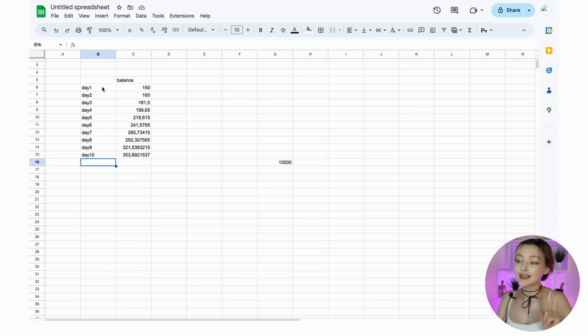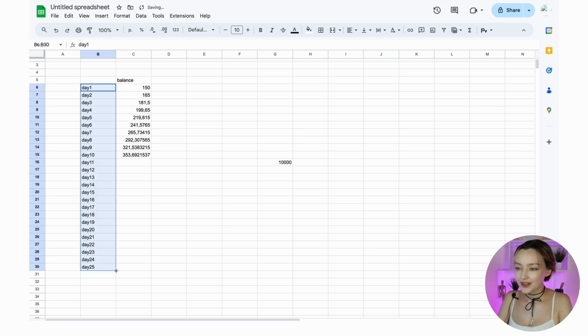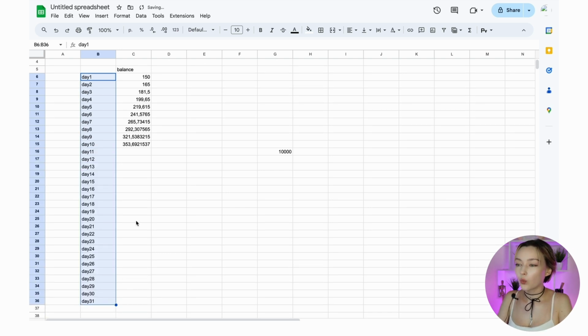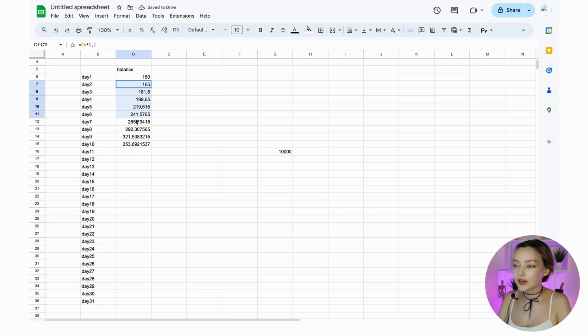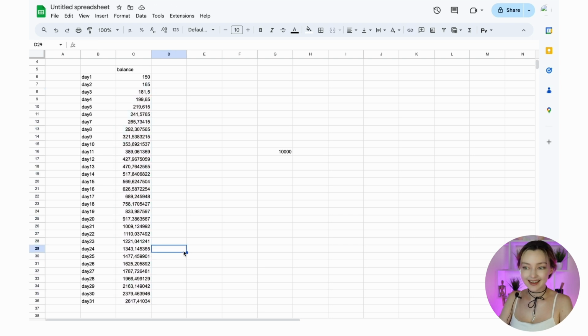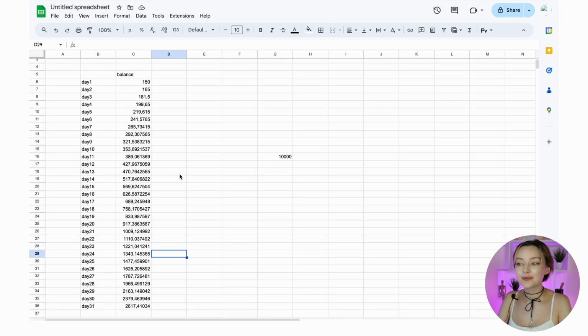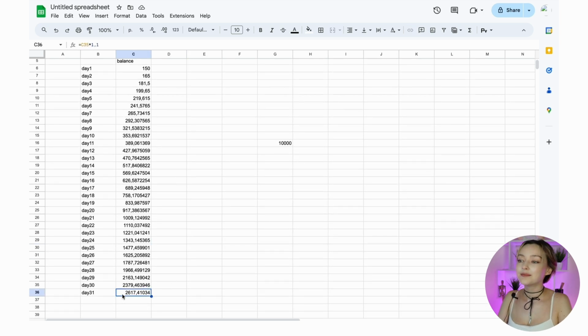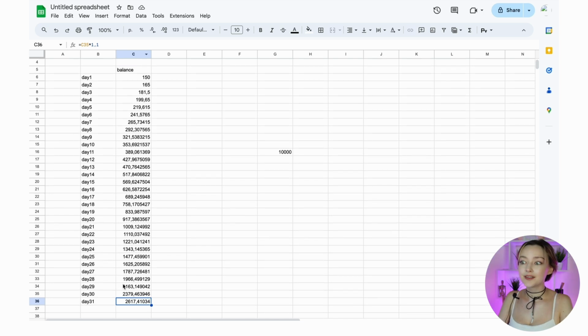But the most interesting part is only coming. Let's expand our spreadsheet to about 30 days, 31 days actually, and try to stretch this value till the 31st day. Let's see. Great, guys. If we increase the deposit by 10% every day, then by day 31 we'll increase it to $2,600. This is already incredible, don't you agree?